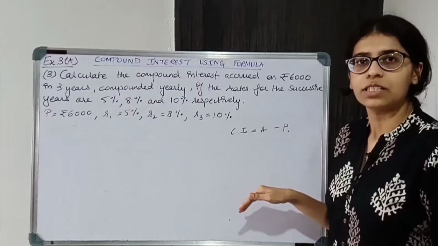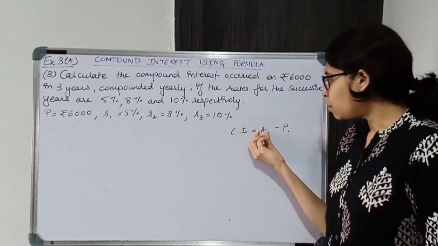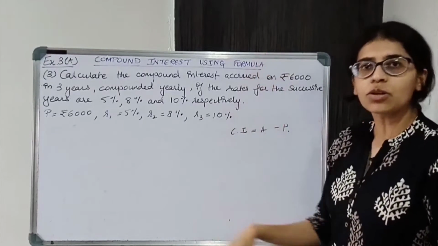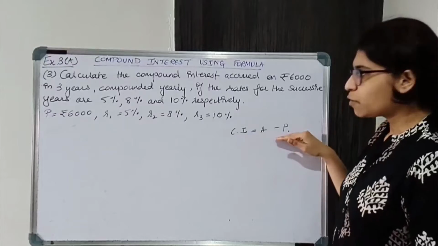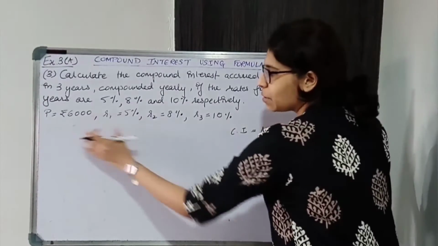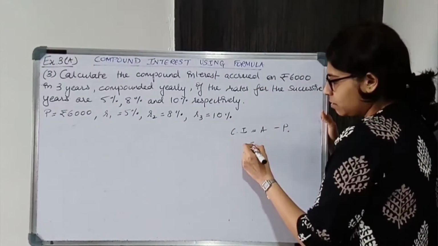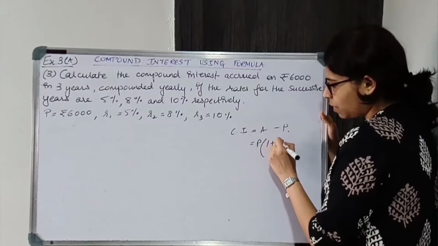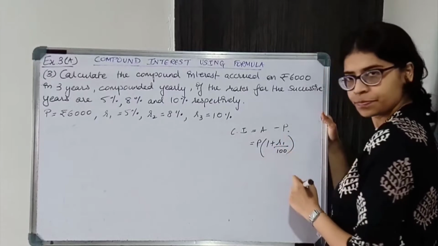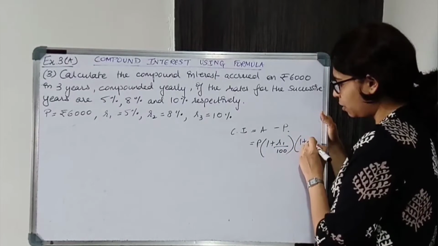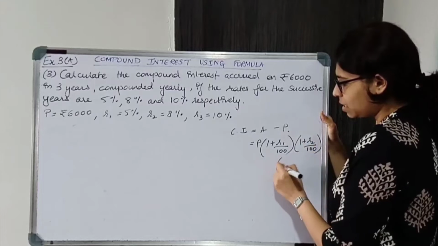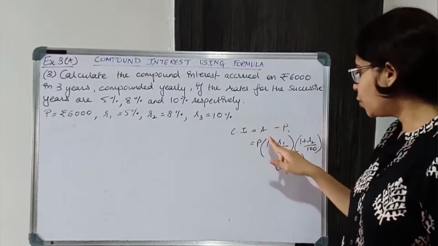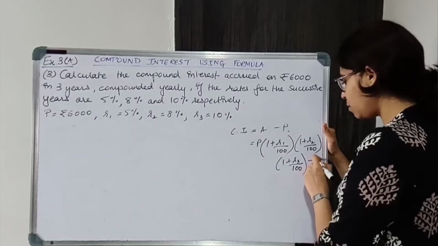Now you can directly use this formula and start solving, okay? You can directly start with this. What I am going to do is I am going to find amount first and then find compound interest, okay? But you can use this formula and start solving from here itself. You can write this formula over here and यहाँ पे इसके बाद formula लिखो and amount is what? Amount is nothing but principal into 1 plus R1 upon 100 into 1 plus R2 upon 100 into 1 plus R3 upon 100.